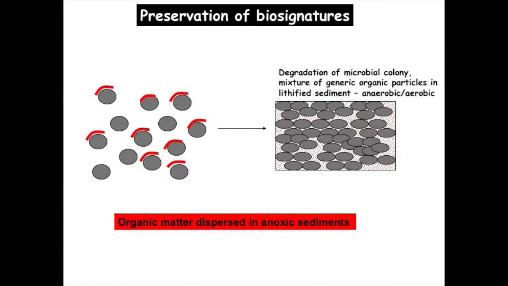Okay, another one of my sketches. Imagine we're looking at sediments. These are volcanic particles, and the red stripes are colonies of microbes on the volcanic particles. There's no particular preservation here. The colonies die. Their organic matter just becomes generic organic matter, indicated by the red stippled area in these sediments that are then lithified. Then, in this case, the organic matter is dispersed in the sediments.